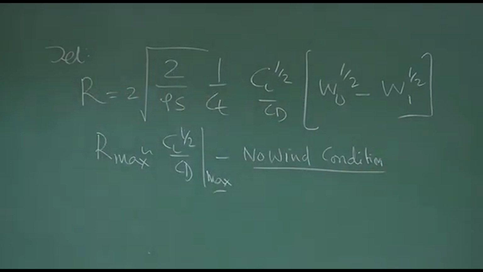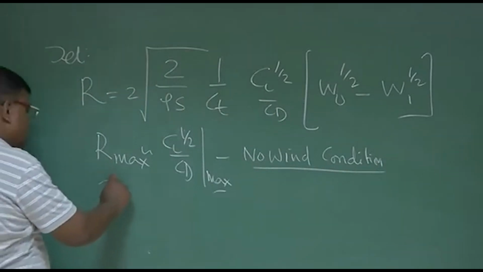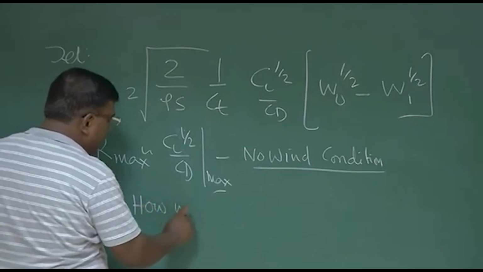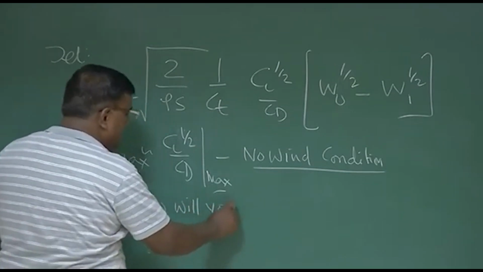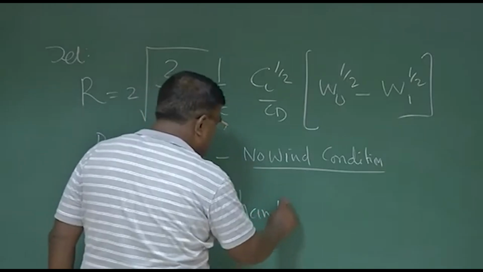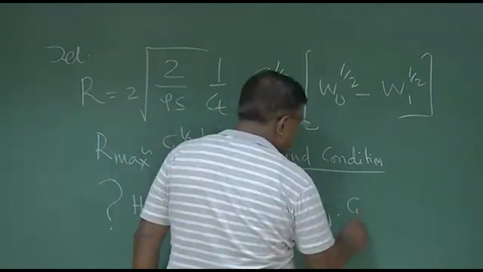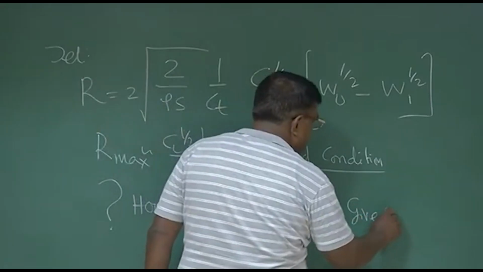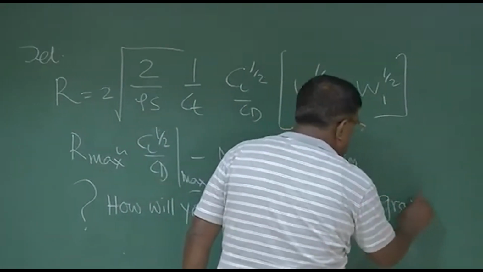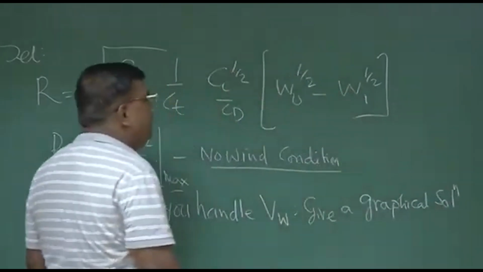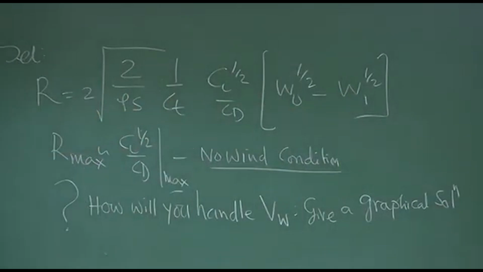Okay? I am leaving a question for you. How will you handle the presence of atmospheric wind, VW, and give a graphical solution as we have done for range in case of propeller driven aircraft.